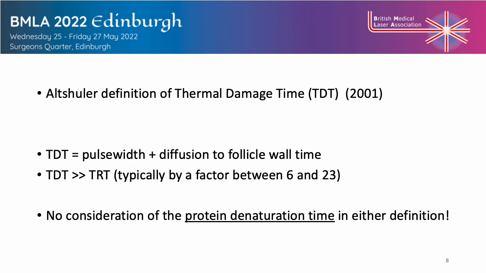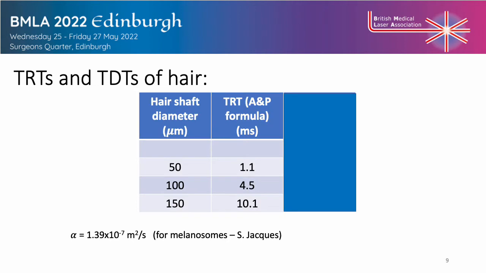It's all fine and well heating up the hair and allowing the heat to transfer out to the follicle wall, but if we don't cook the germ cells sufficiently long, then some of the cells, or in fact even all of the cells perhaps, may survive the process and continue to grow that follicle.